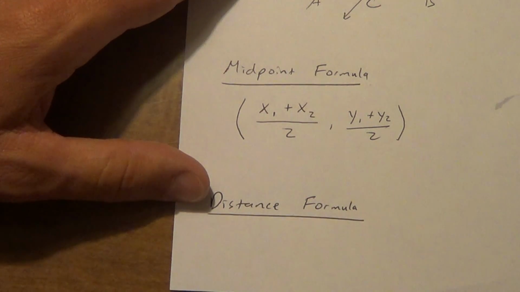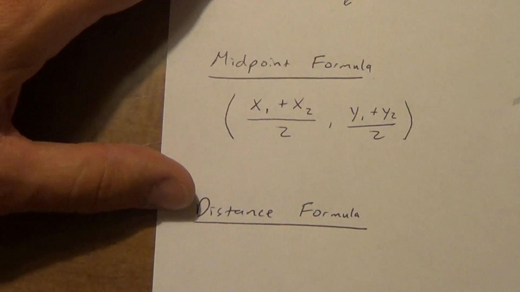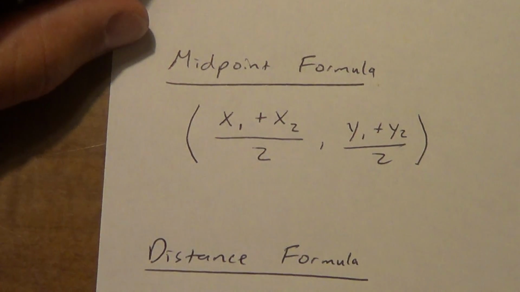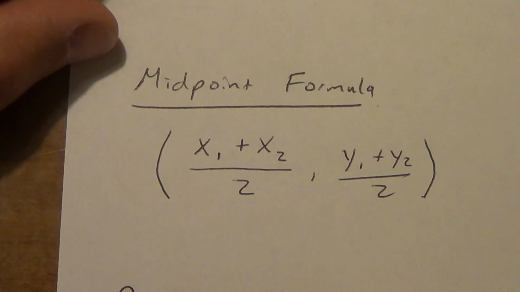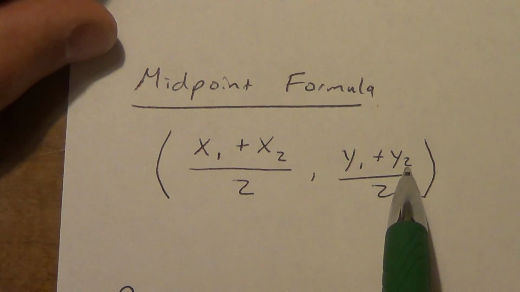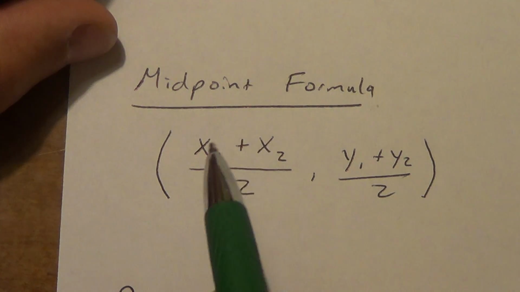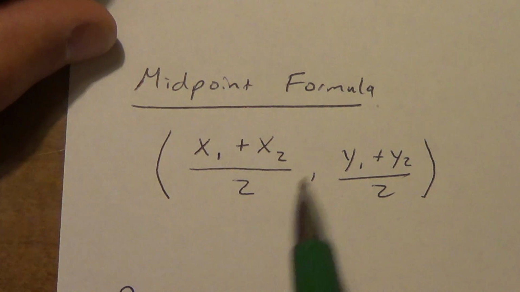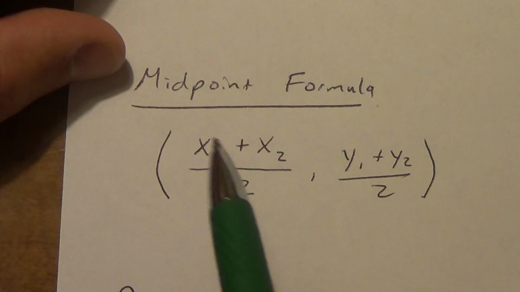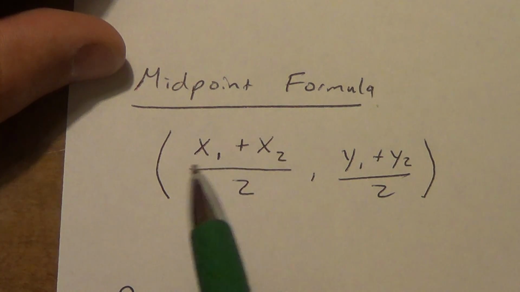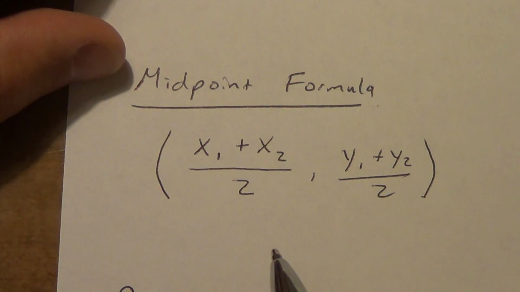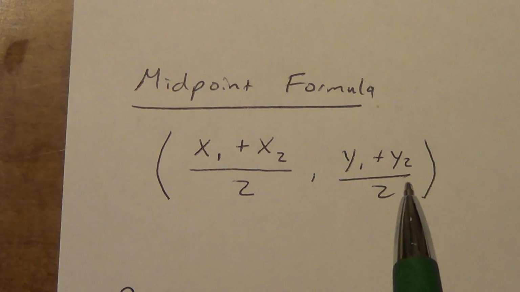X sub 1 means the first x value. X sub 2 means the second x value. And the first y value and the second y value. Add and divide by 2. Basically what you're doing is finding an average. If you add two things together and divide by 2, that's finding an average. Maybe it's your final grade for the year. First semester plus second semester divided by 2. It's the same idea. You're just averaging, and that makes sense. If something's in the middle, it's the same as finding an average.